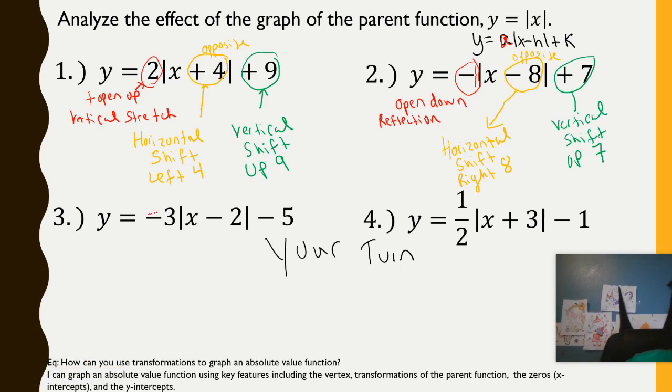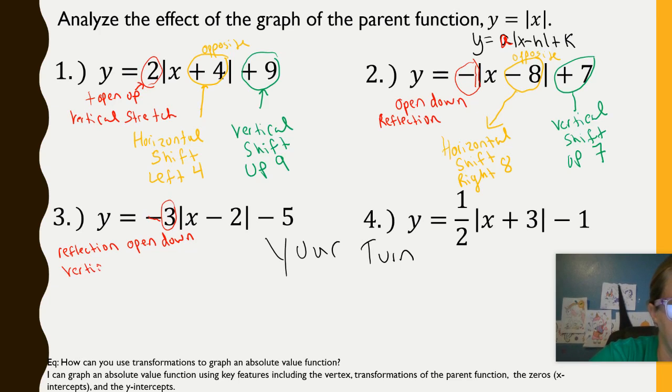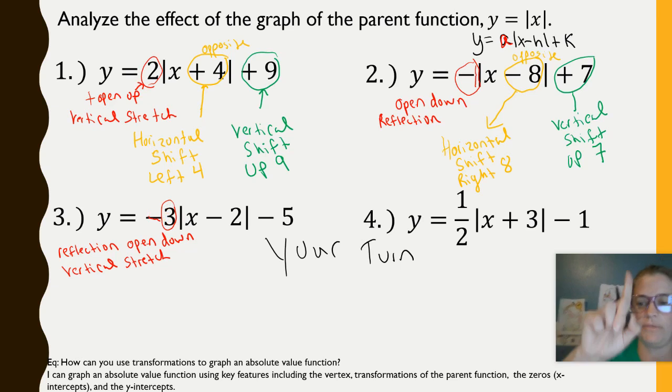So we have two things. We have a negative and it's a 3. So we know it's going to have a reflection. So that means it's going to open down. Plus, this 3 is not 1. It's bigger than 1. Anything that's bigger than 1 is going to be a vertical stretch. So ignore the 3, or ignore the negative. Just look at that 3. That 3 means it's going to go up 3, right 1.